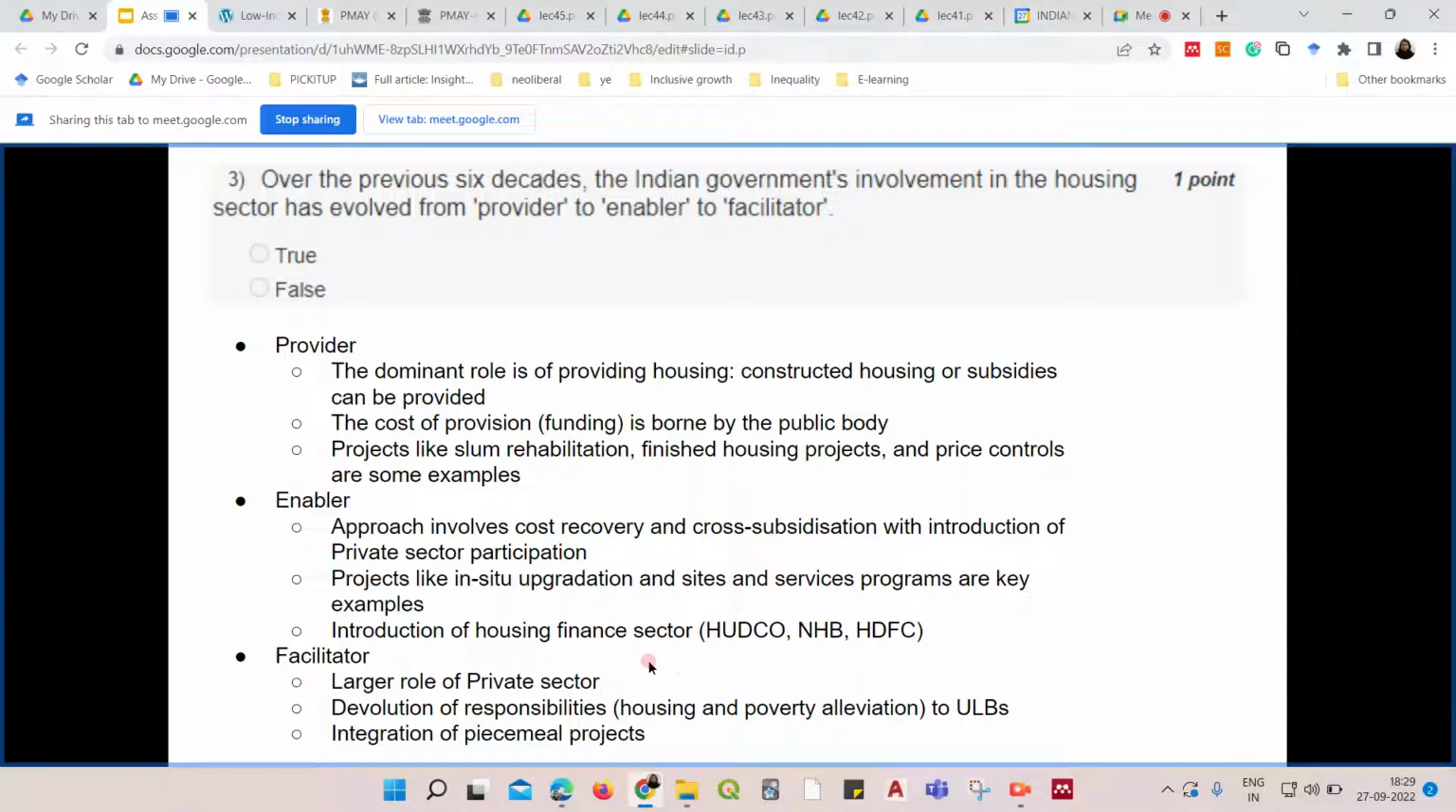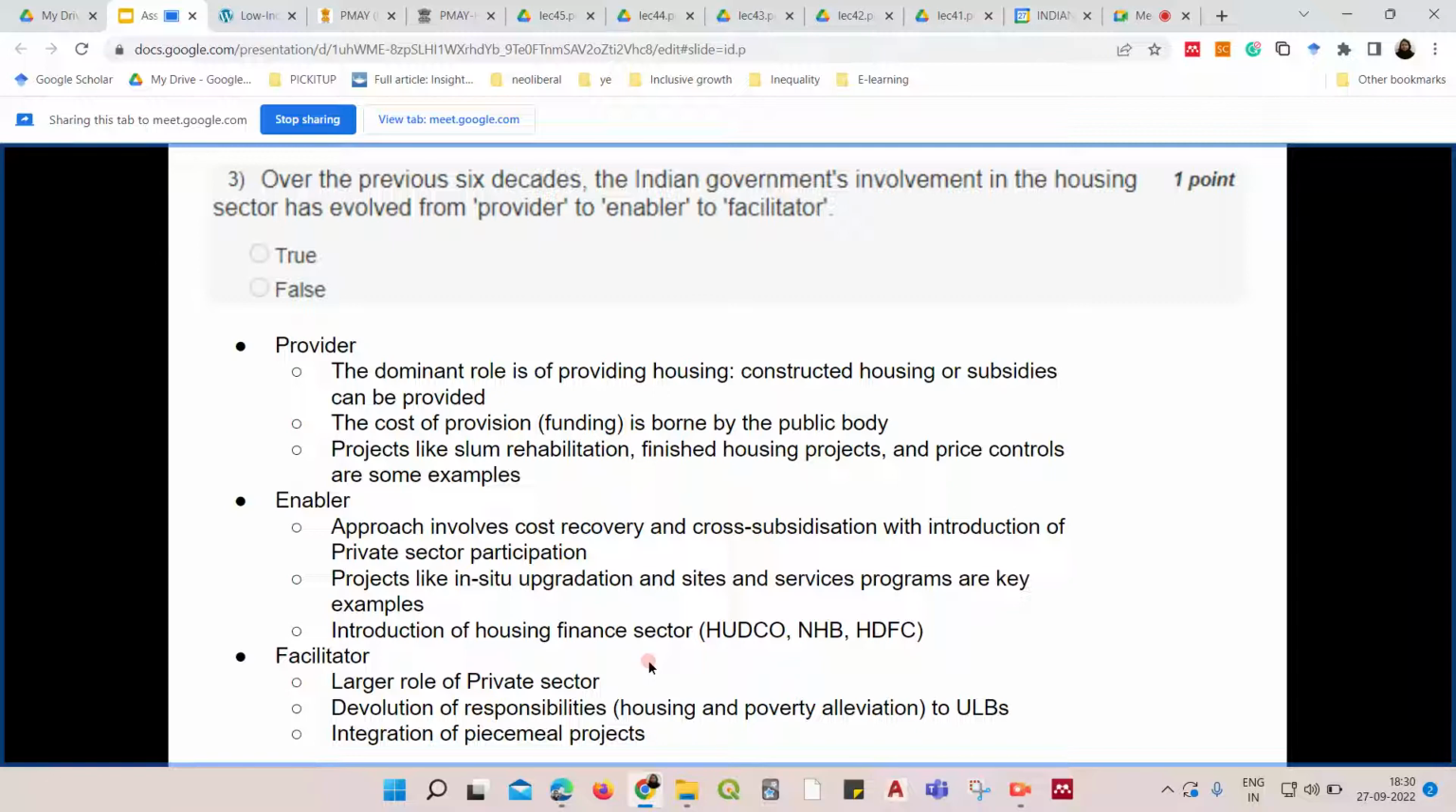And then coming to facilitator, this is the last kind of role of the government which the Indian government has played. Earlier there was introduction of some role of the private sector, and in this case the larger role in housing development and housing finance is given to the private sector. So the government only plays a sort of regulator role, seeing how the programs are being run.